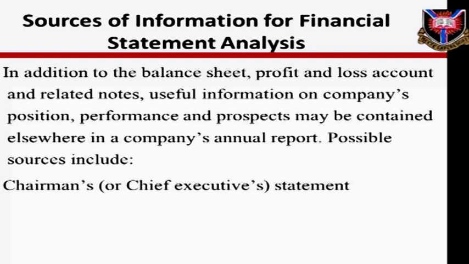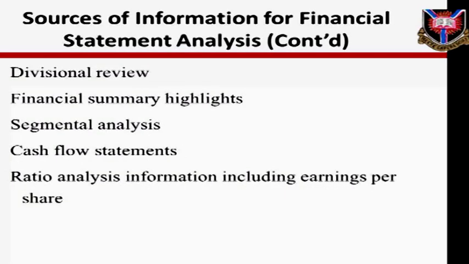Sources of information for financial statement analysis. In addition to the balance sheet, profit and loss account and related notes, useful information on the company's position, performance, and prospects may be contained elsewhere in the company's annual report. Possible sources include the chairman's or chief executive's statement, divisional review, financial summary highlights, segmental analysis, cash flow statement, and ratio analysis information including earnings per share.